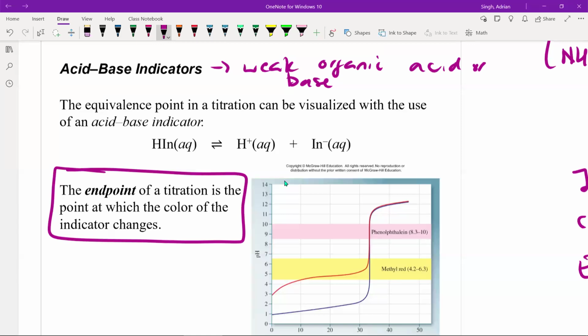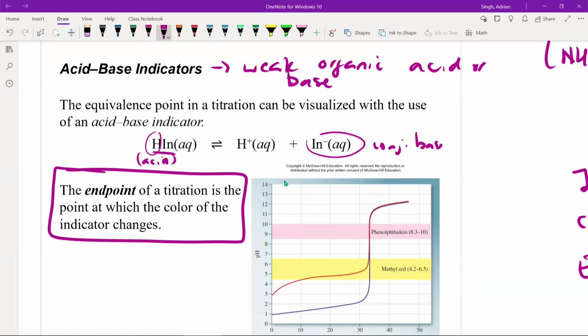Where the ionized and the unionized forms have different colors, right? So here HIn stands for the protonated or the unionized form of the indicator. And then in solution, it can lose that H plus to form the ionized form. So you can think of this as sort of an acid, right? And this is the conjugate base on the other side.